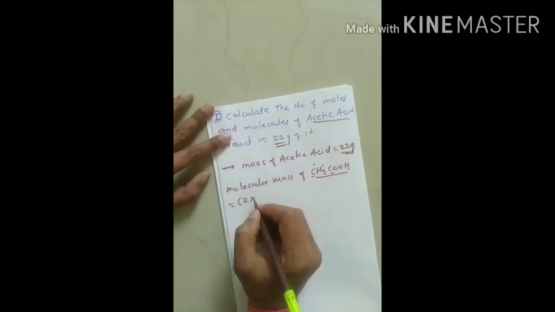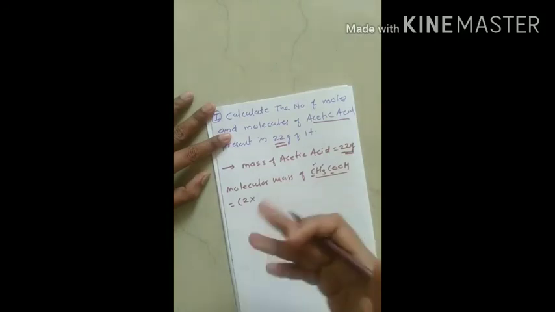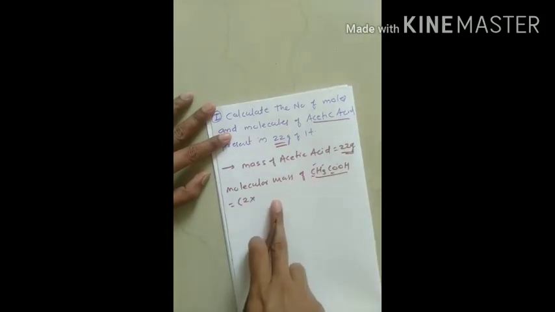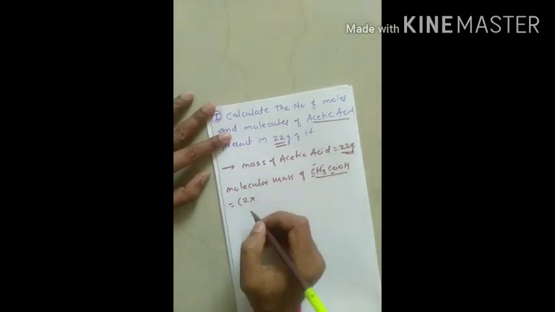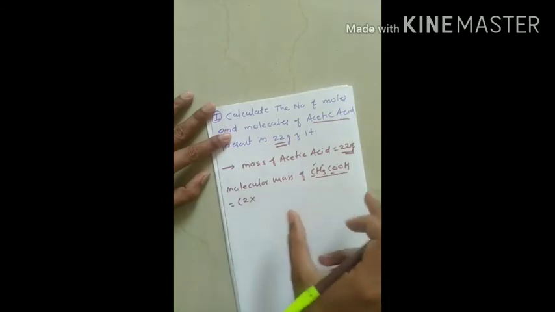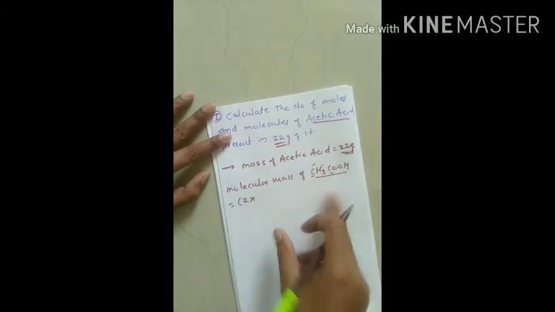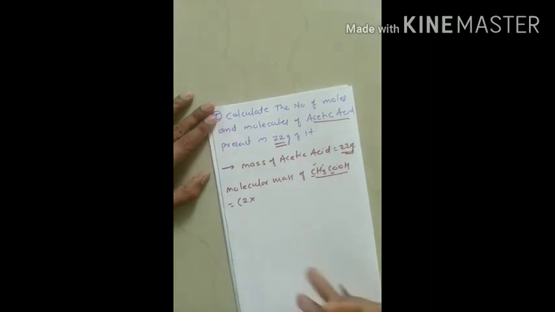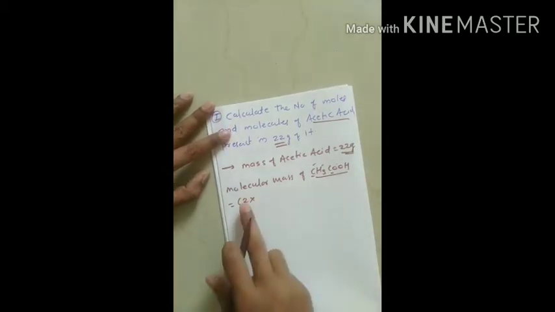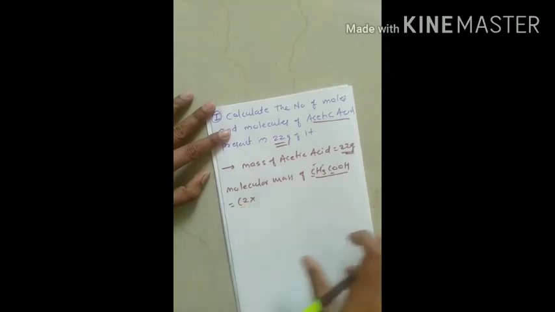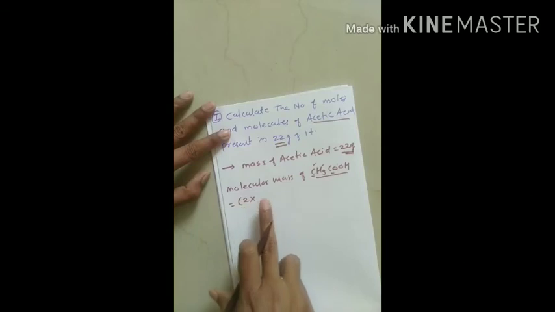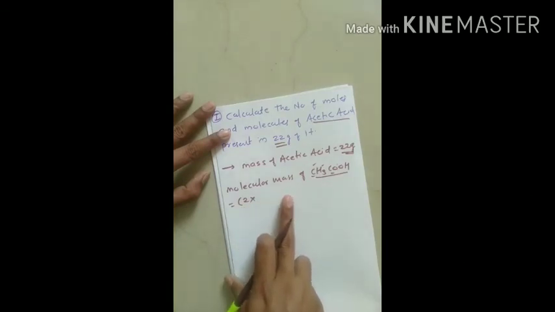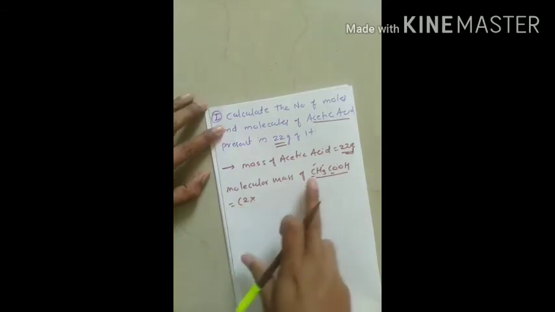I am writing here directly, not writing the formula, because we solved such types of numericals several times, just before 2 or 3 questions. Actually you have to write the formula first in your answer in the examination. I'm explaining the formula and directly putting the values. So number of atoms into average atomic mass of that particular atom. The number of atoms for carbon is 2, it contains 2 carbon atoms.